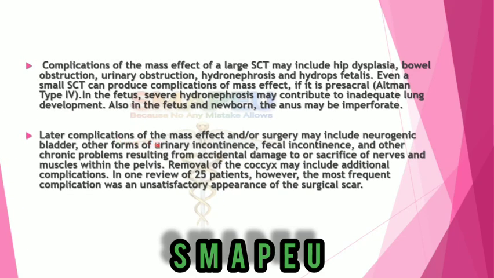Later complications of the mass effect and/or surgery may include neurogenic bladder, other forms of urinary incontinence, fecal incontinence, and other chronic problems resulting from accidental damage to the sacral nerves and the muscles within the pelvis. The removal of the coccyx may include additional complications. In one review of 25 patients, however, the most frequent complication was unsatisfactory appearance of the surgical scar.